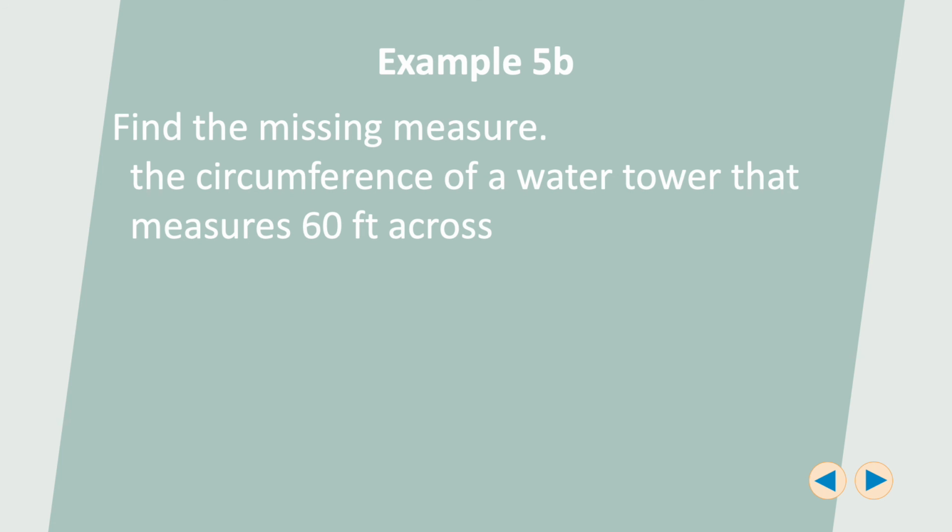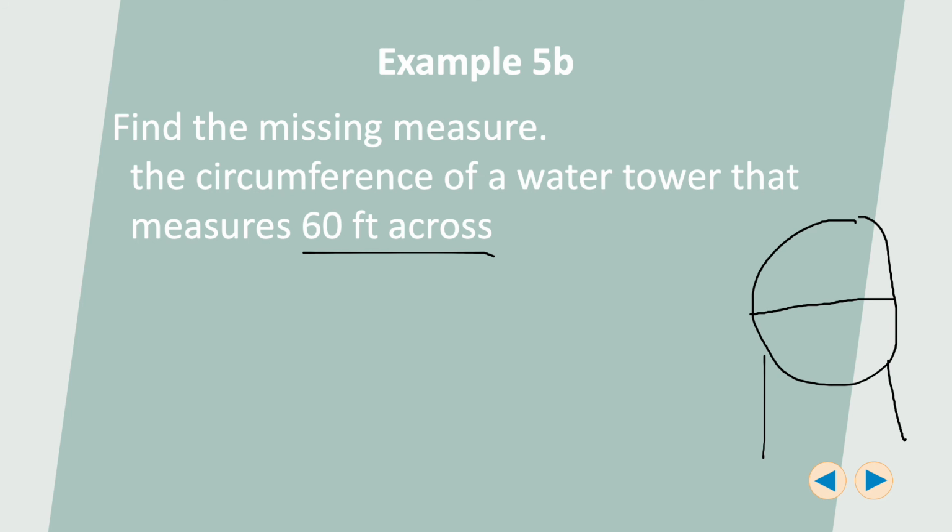Okay, so we're finding the missing measure of an example that I cannot see right now. Hopefully your book has a picture or something. The circumference of a water tower that measures 60 feet across. If it measures 60 feet across, that's the diameter. So we're going to be using the other formula. The circumference is equal to pi times the diameter. We need to find the circumference. We don't know what that is, but we do know the diameter, so we're going to substitute.